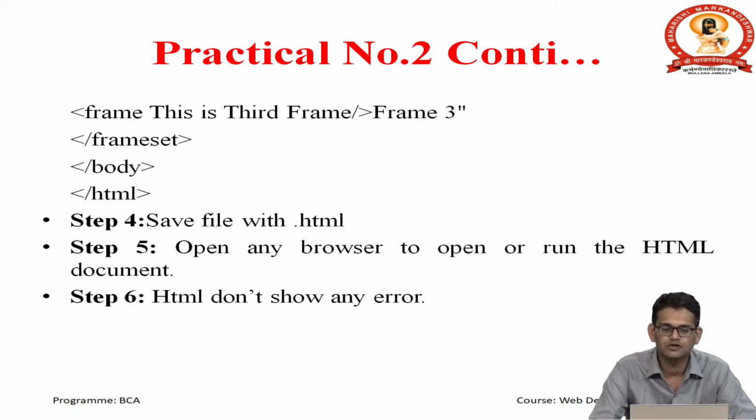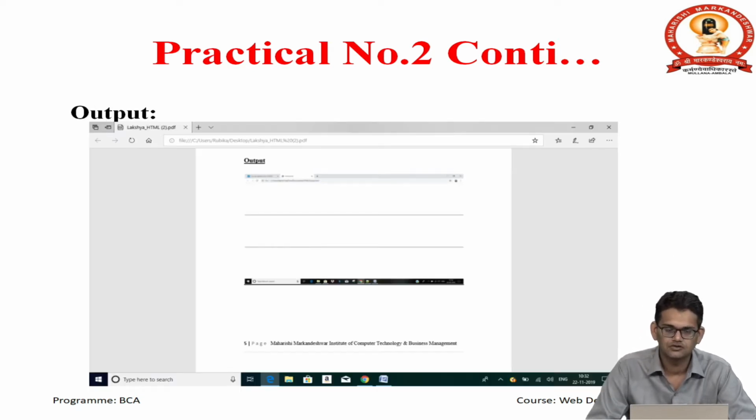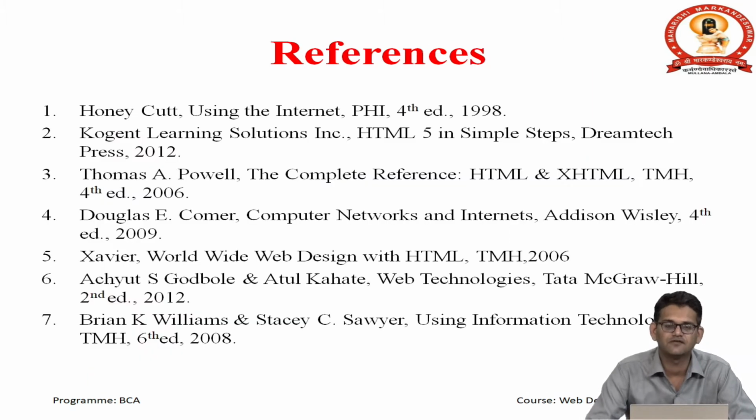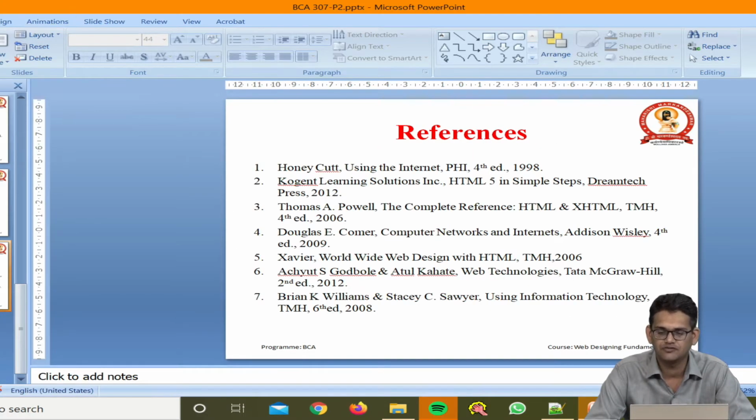After this we need to close the frameset and close the elementary tags of the HTML. Now save the file with the extension .html. Then open a web browser and run the HTML document. This is the output of how it will look if you use the frameset as rows, and these are the references for this practical. Now let us see the practical.